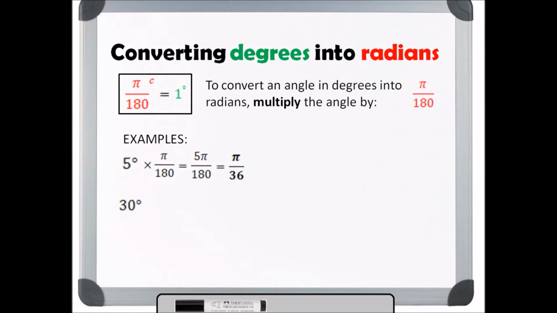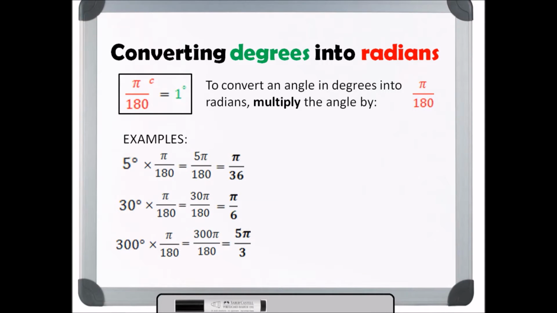Let's have a look at another example of 30 degrees. To convert it into radians, we need to multiply it by pi on 180, which gives us 30 pi on 180. This can be simplified into pi on 6 radians. And finally, for 300 degrees, we can multiply that by pi on 180, which gives us 300 pi on 180, which simplifies into 5 pi on 3 radians.